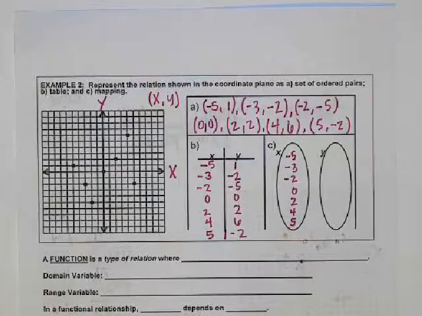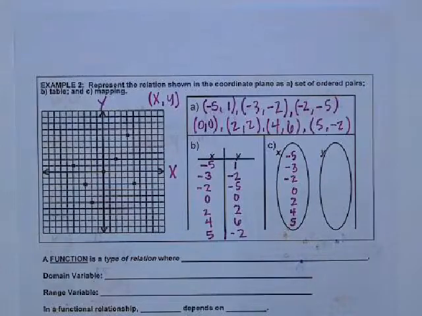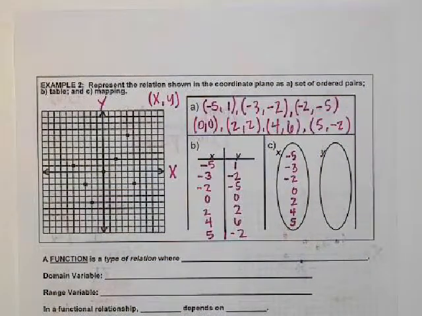Okay? Now, Y's. Look at the Y's. Do I have any repeating numbers? Yes. What do I have? -2. -2 repeats. So how many times are we going to write -2? One time. Good. And what order do they have to be in? Least to greatest.